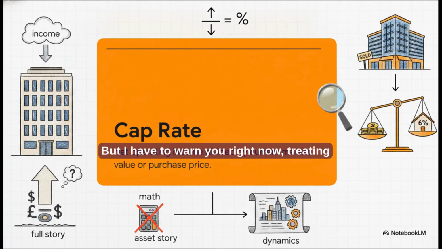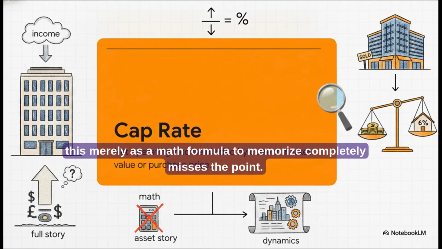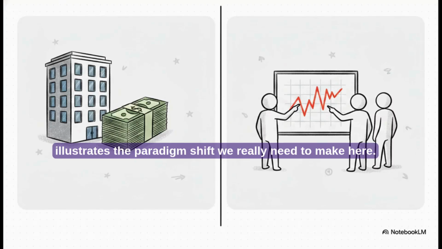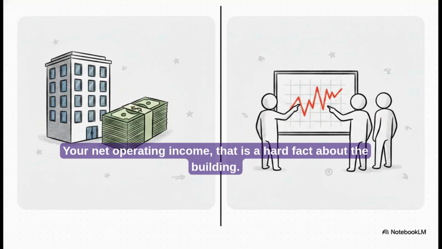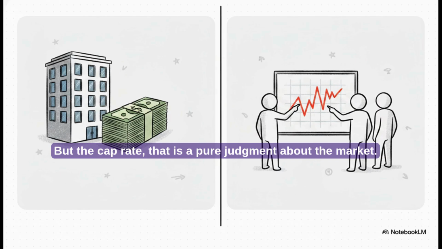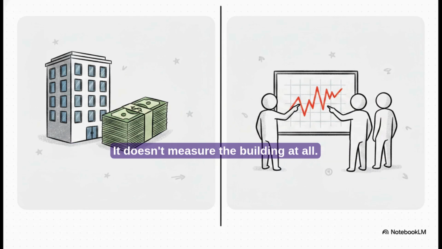But I have to warn you right now, treating this merely as a math formula to memorize completely misses the point. If you stop at the calculation, you are missing the entire story of the asset. And this brilliantly illustrates the paradigm shift we really need to make here. Your net operating income, that is a hard fact about the building. It's the leases, the actual bricks and mortar, the real cash generated. But the cap rate? That is a pure judgment about the market. It doesn't measure the building at all.